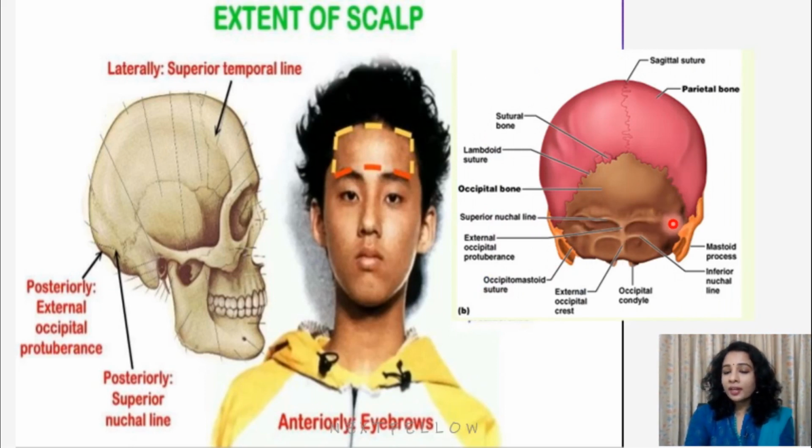On each side we have the nuchal lines. So posteriorly it extends up till the nuchal lines and external occipital protuberance. Laterally the scalp extends inferiorly up till the zygomatic arch. So the term scalp is applied to the soft tissue covering the vault of the skull, or the calvaria of the skull.